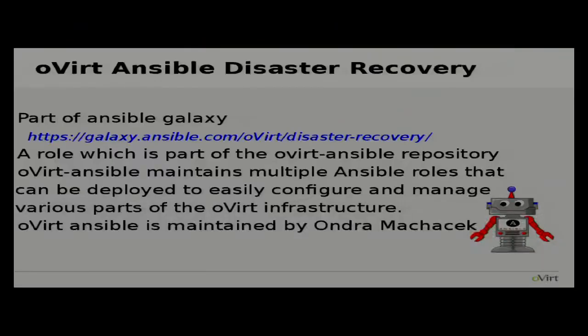What we introduced in oVirt 4.2 also was a new role, which is called oVirt Ansible Disaster Recovery. You can look into it in the oVirt Ansible Galaxy. It's a role which is part of the oVirt Ansible repository. The oVirt Ansible repository basically gives various parts of the oVirt infrastructure that can be used with oVirt in an automatic way.